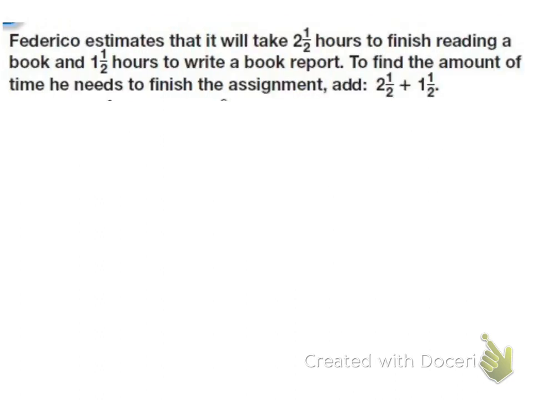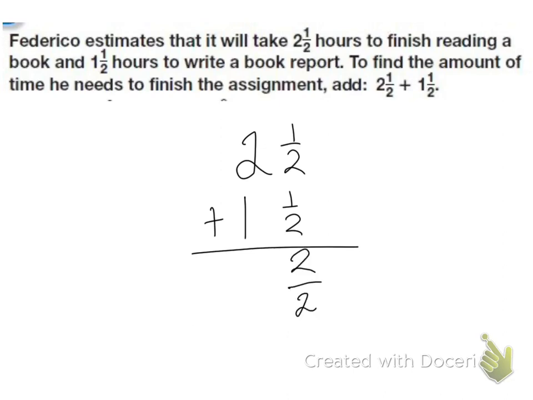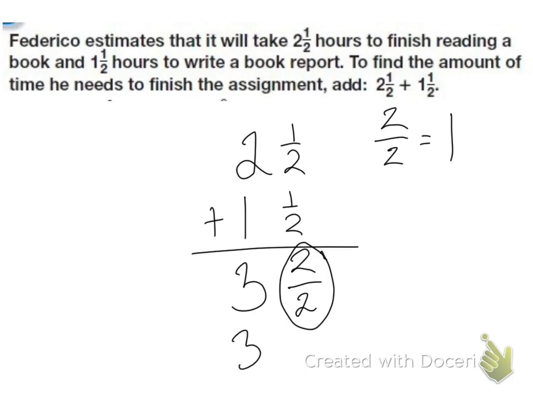Okay, Federico estimates that it'll take about 2 1/2 hours to finish reading a book, and 1 1/2 hours to write a book report. Find the amount of time he needs to finish the assignment. Add 2 1/2 plus 1 1/2. Okay, so let's add these together. We add 1/2 plus 1/2 is 2/2, and 2 plus 1 is 3. Well, I know the fraction 2/2 equals 1 whole. Okay, so 3 and 2/2 equals 3 plus 1, which is equal to 4. So it'll take him 4 hours to finish his assignment.